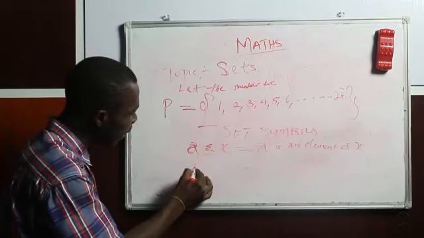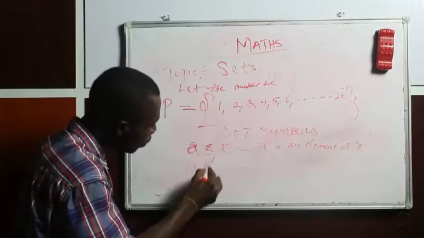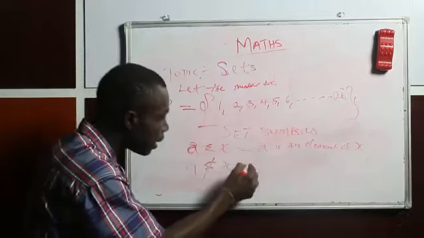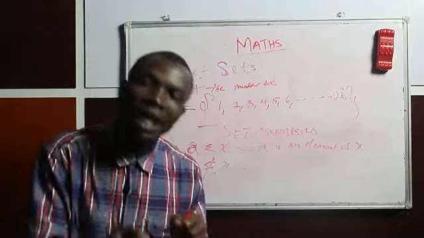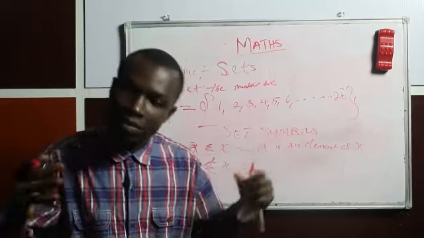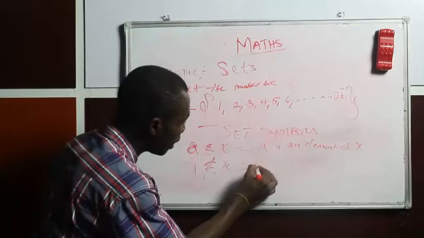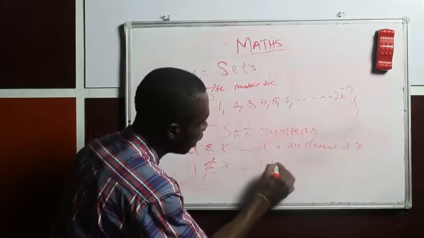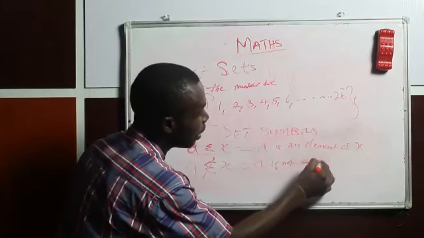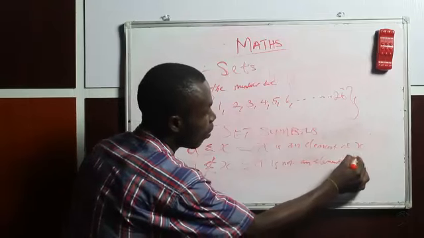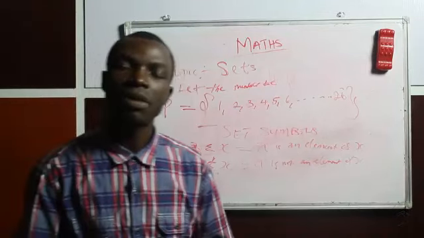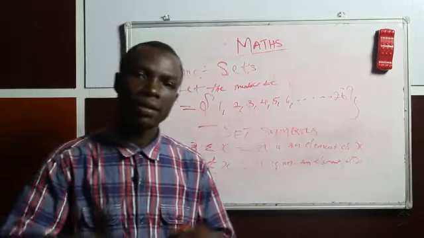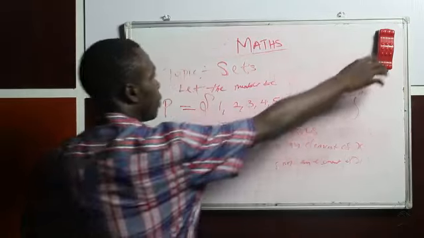Where you have A with this symbol, X, it means A is not an element of X. That's the meaning of the symbol. We also have other symbols.